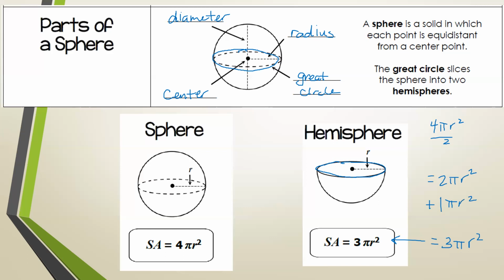Okay, so if you're looking for the surface area of a hemisphere, you're going to take your whole sphere and cut it in half, but then you have to add in this new surface that you created when you cut it in half. Or you could memorize this. I don't recommend memorizing it, but you could.